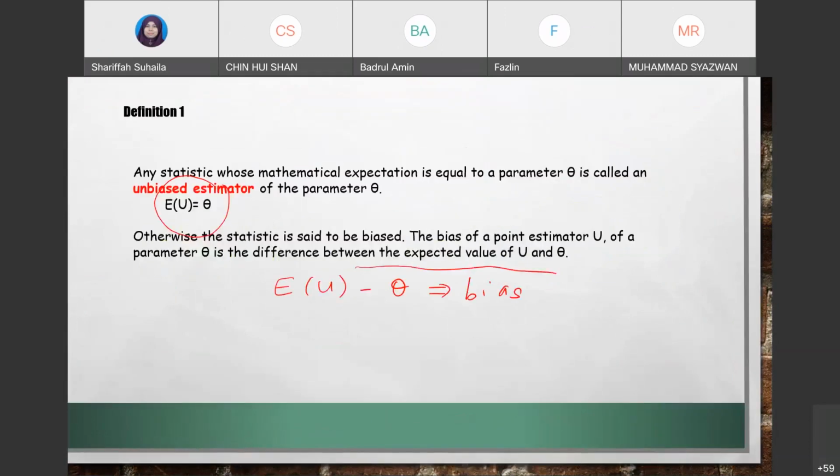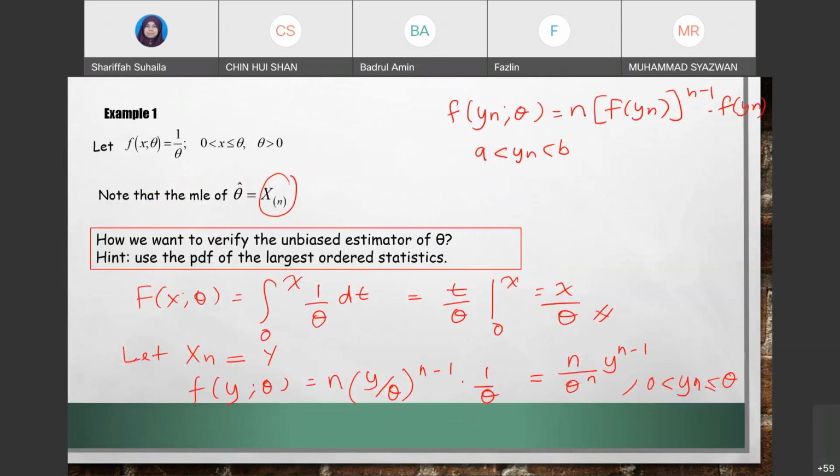Okay, we already discussed this one. Okay, kita dah tahu yang first property dia mestilah unbiased estimator. Okay. So I already discussed this example. Okay, ini saya go through balik, you already have this one is uniform distribution. Okay, uniform distribution. So from the uniform distribution, we already discussed how to find the MLE.